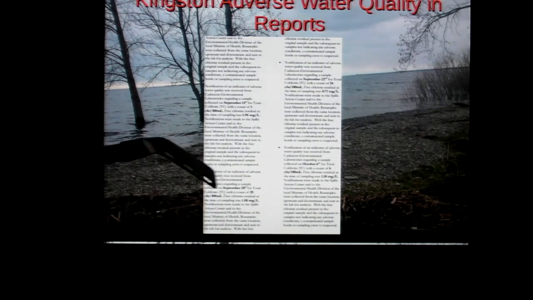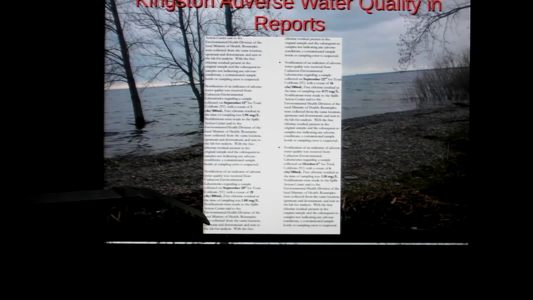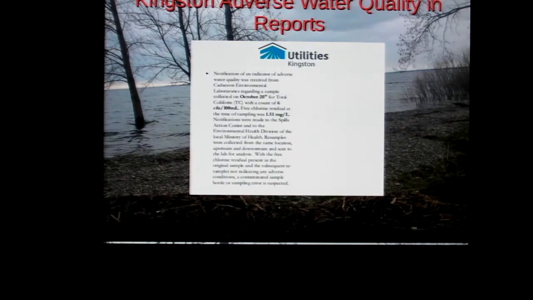So 7, 8, 9, 10, 11 adverse water quality reports where the BACT tests are not passing. And their only claim is that the water was chlorinated. So that's not necessarily the case, though. If CT requirements were not met, bacteria can be present in the treated water.